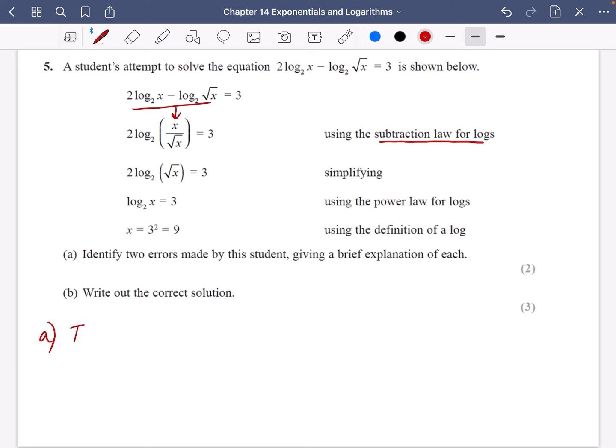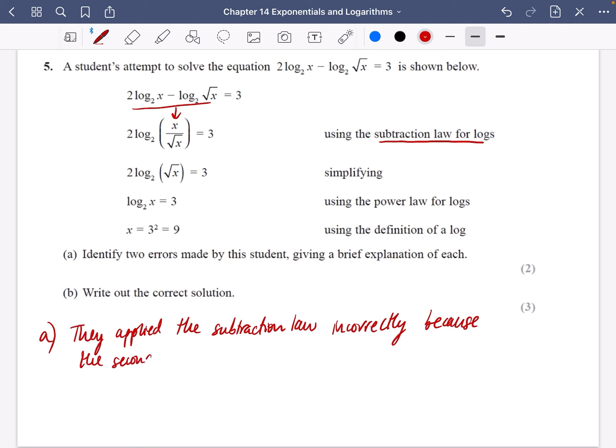first error is they applied the subtraction law incorrectly, because the second log doesn't have a 2 coefficient. And I guess you could say the first log does have a 2 coefficient. In other words, they don't have matching coefficients, so you can't apply the log law. Let's see if everything else goes okay.